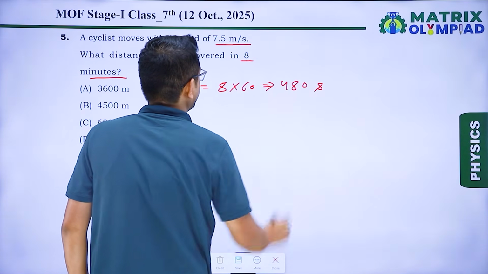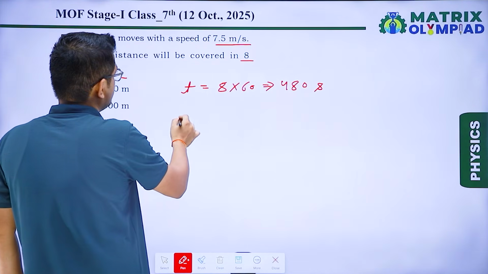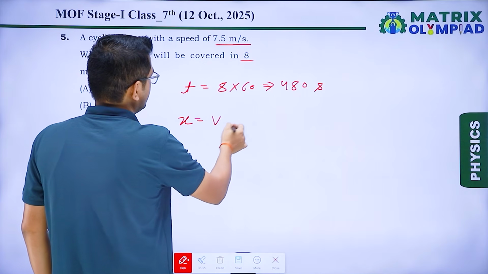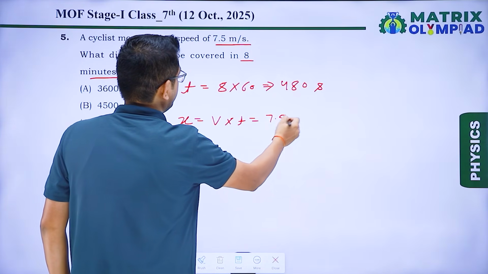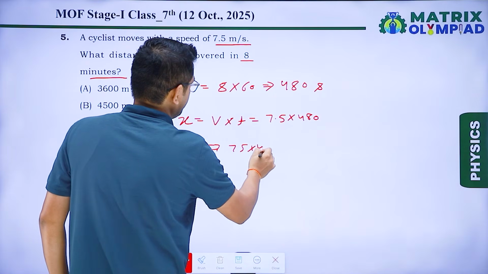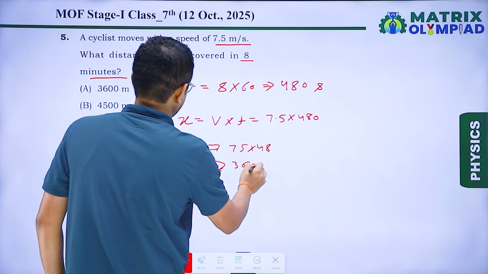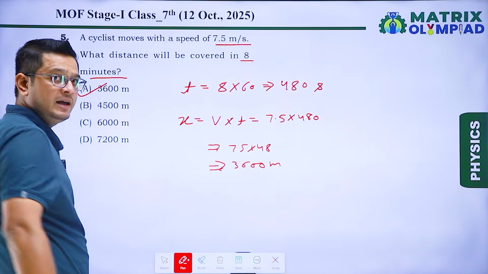480 seconds. Okay. So if we have to calculate distance, so distance x will be equal to speed multiplied by time. Okay, so it becomes 7.5 multiplied by 480. 75 multiplied by 48, that is equal to 3600 meter. So the correct answer will be option A.